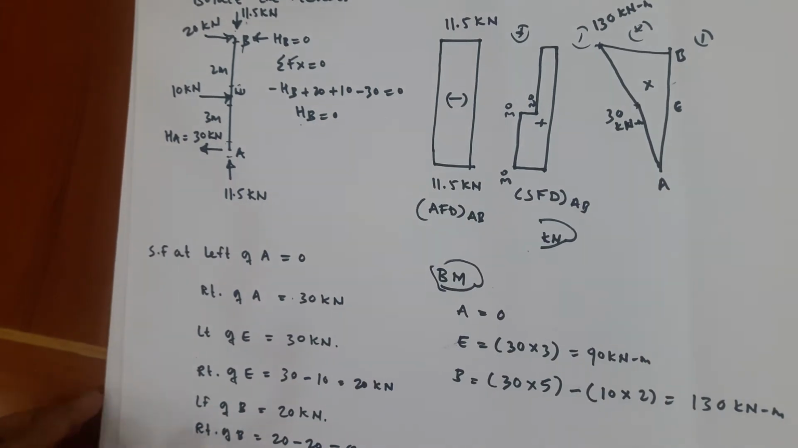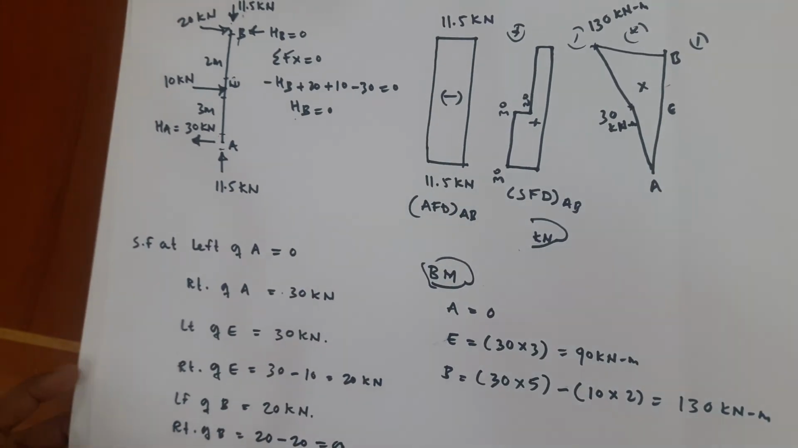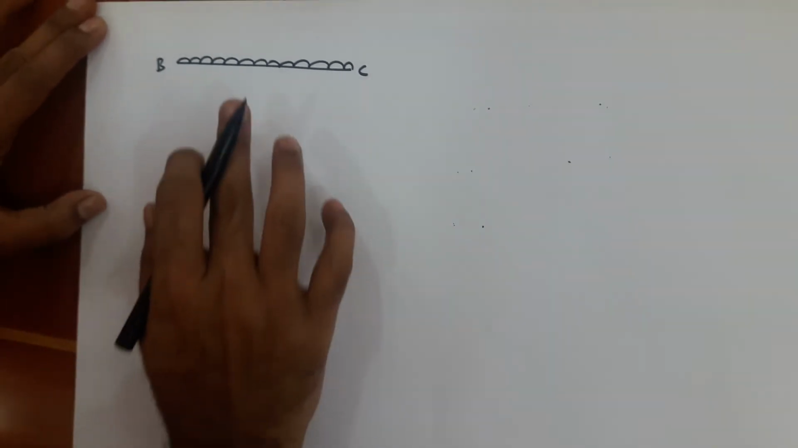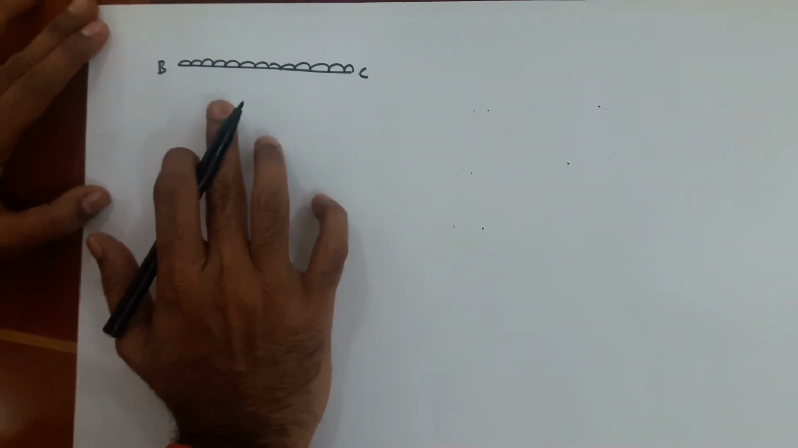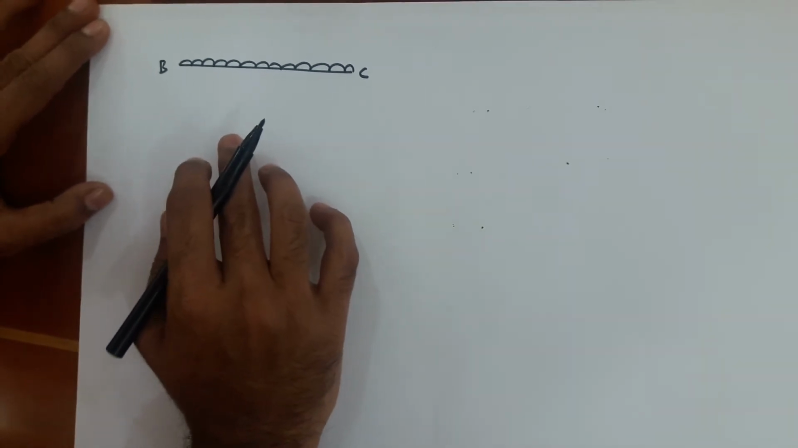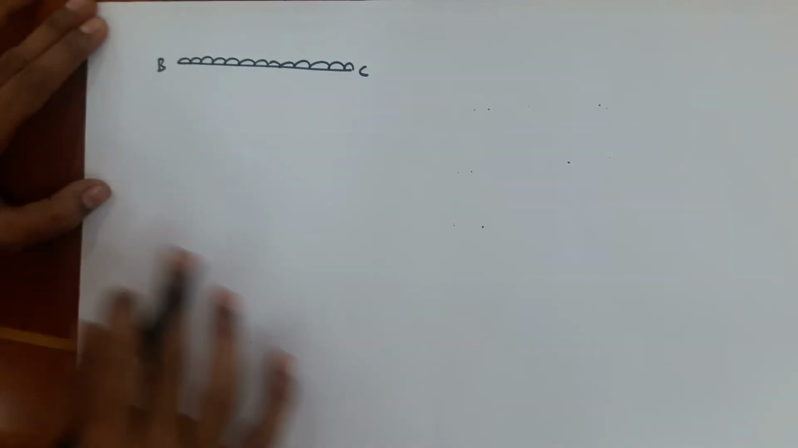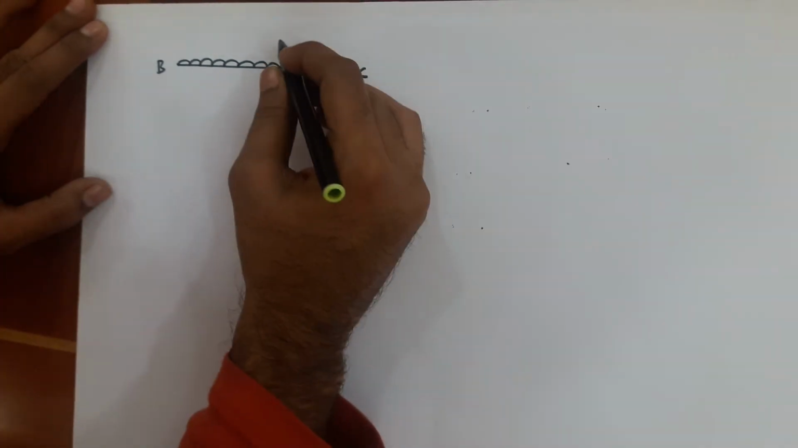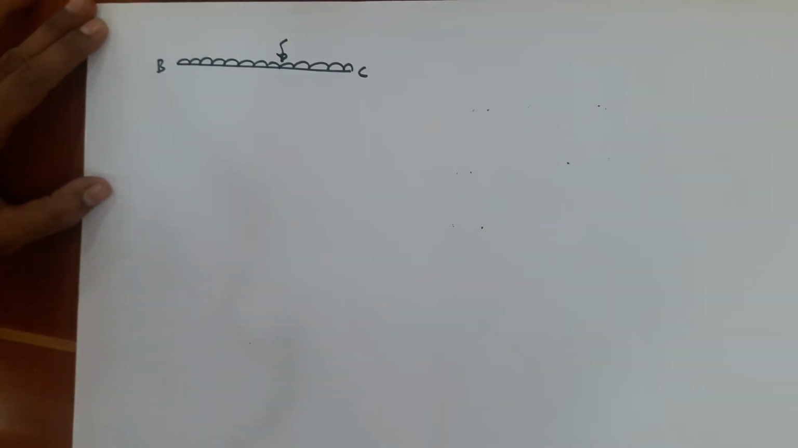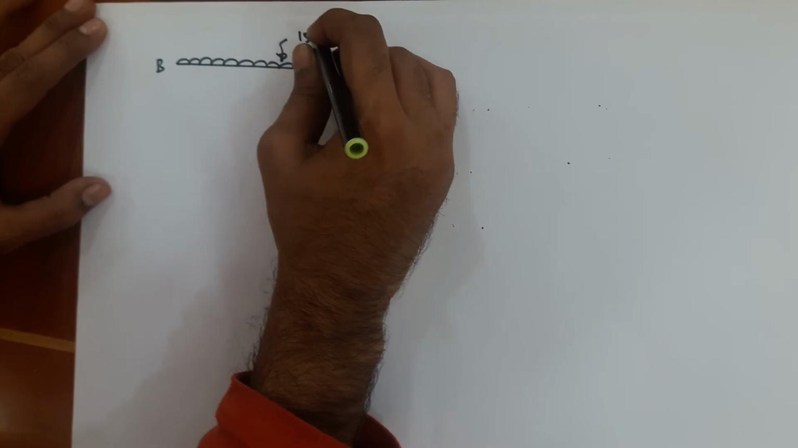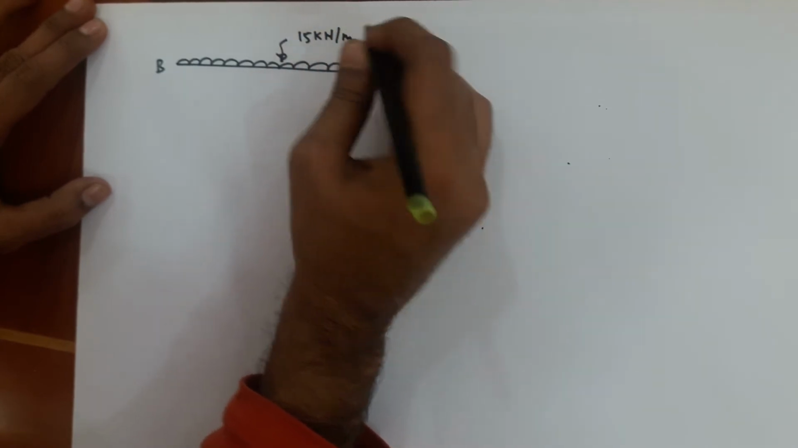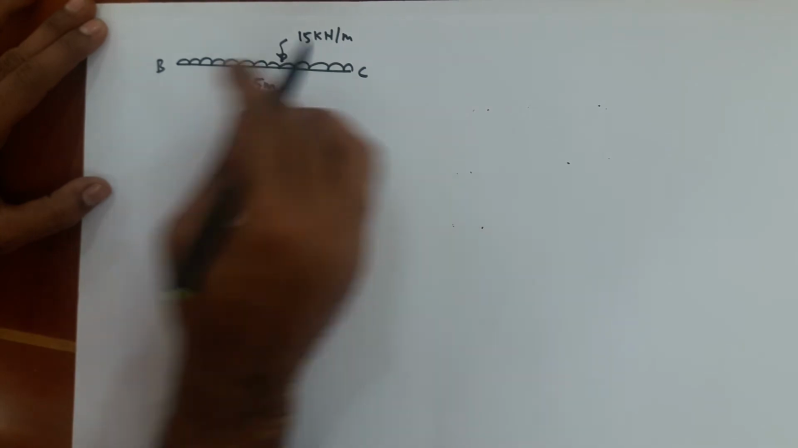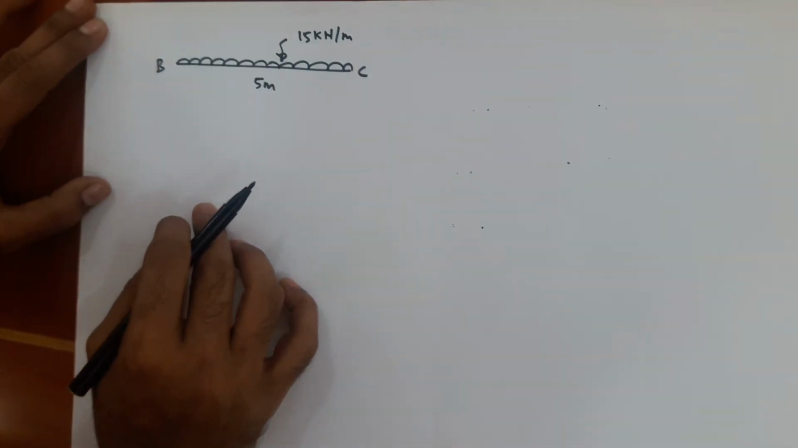Okay, this is about the analysis of member AB. Now we have to go for the analysis of member BC. First draw the free body diagram of member BC. Show all the loads acting on member BC. We know from the problem that a UDL is acting on member BC. BC is 5 meter in span.